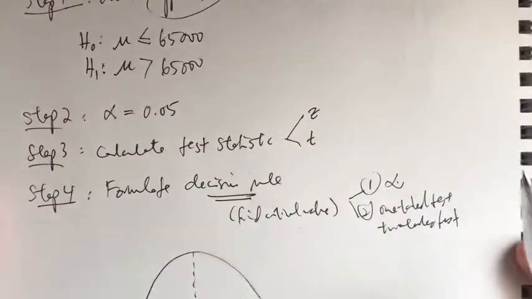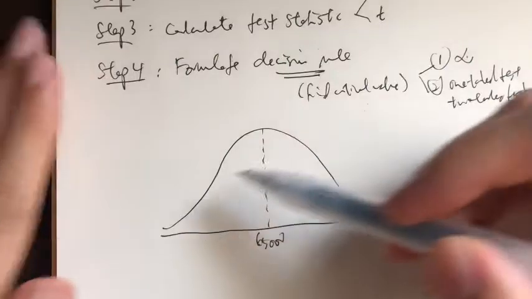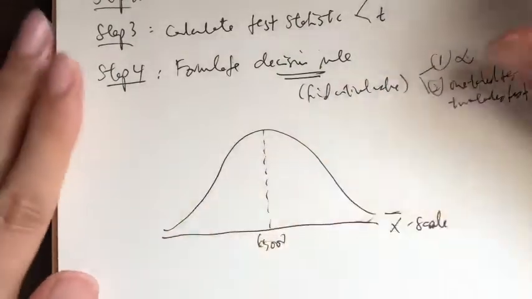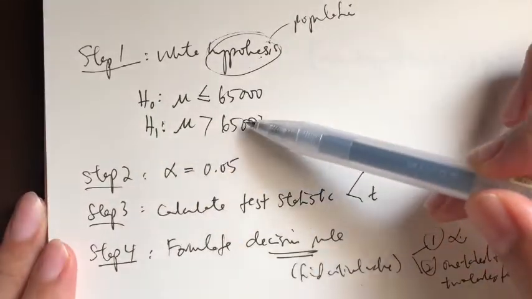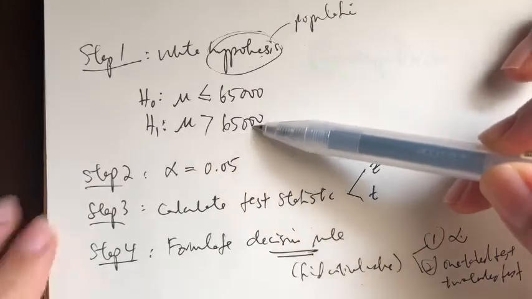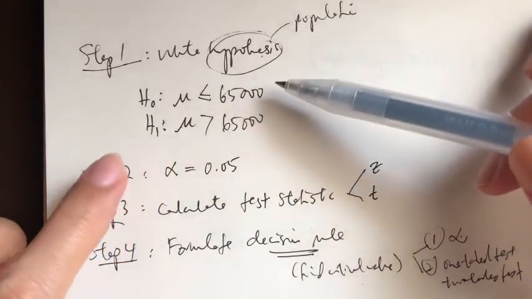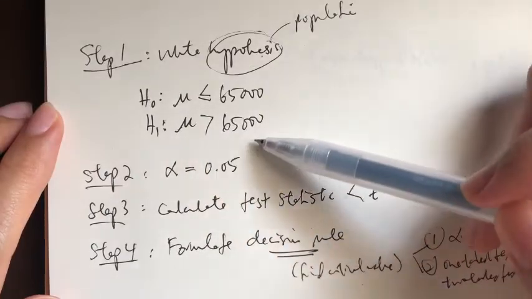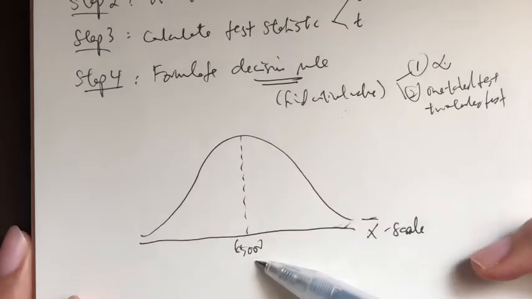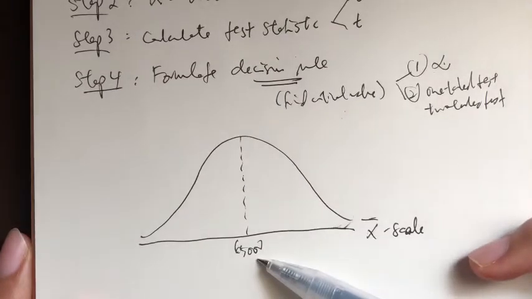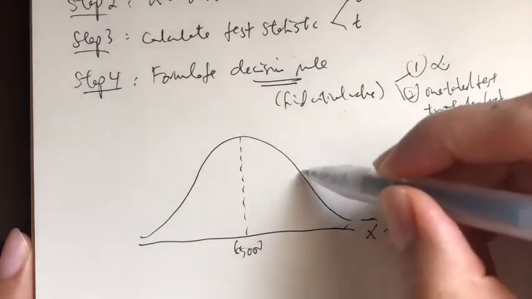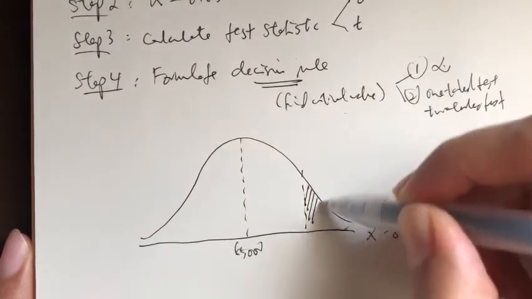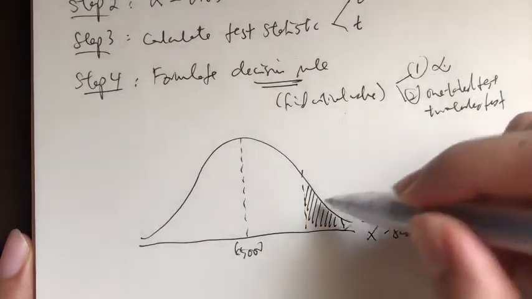Okay, so in this case, where shall our tail be? To the right or to the left? It's very simple. Again, look here. Okay, I'm going to do it very slowly. We are hypothesizing that the alternate is an average of greater than, more than 65,000. So we know that 65,000 is here, right? So where is the area of more than 65,000? Yeah, here. Okay, so this would be our rejection area.